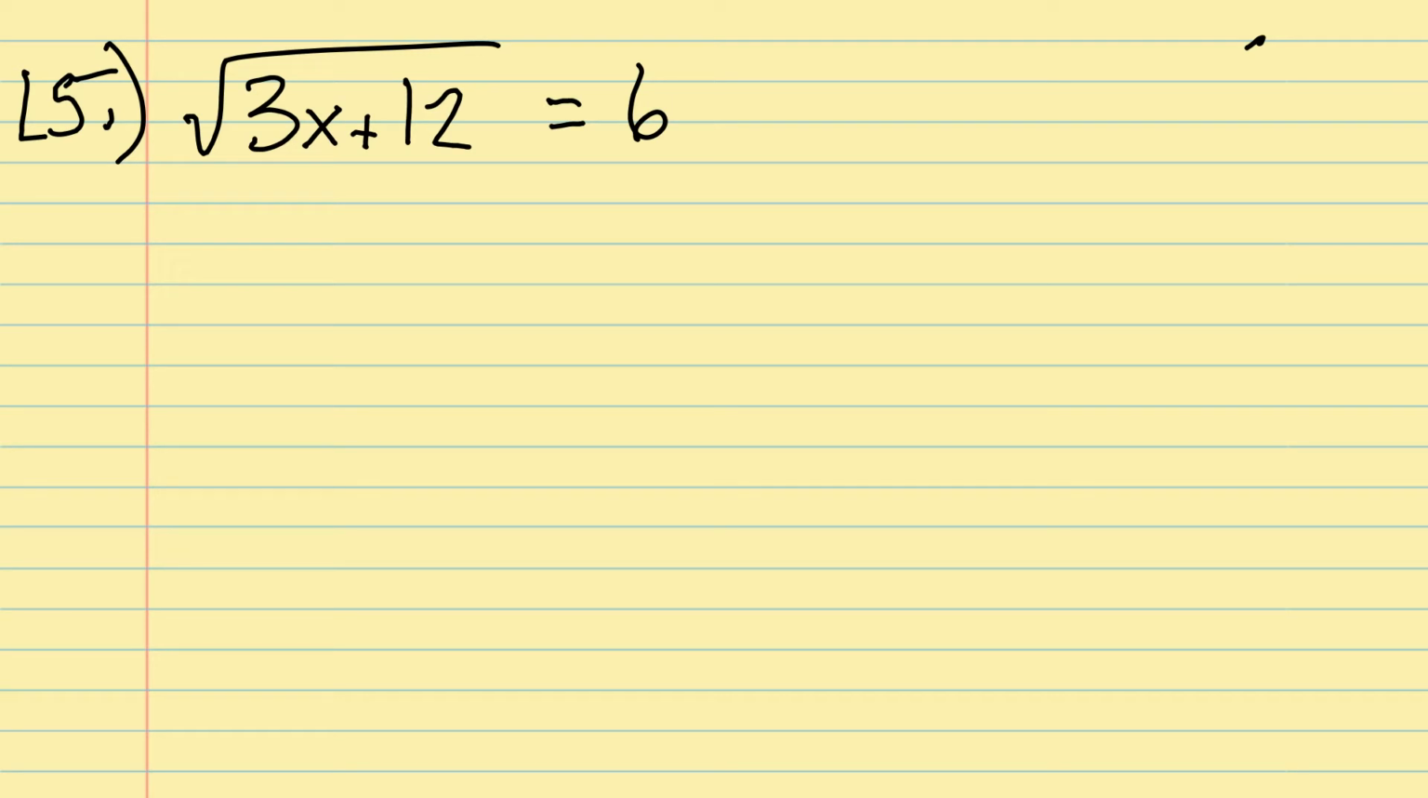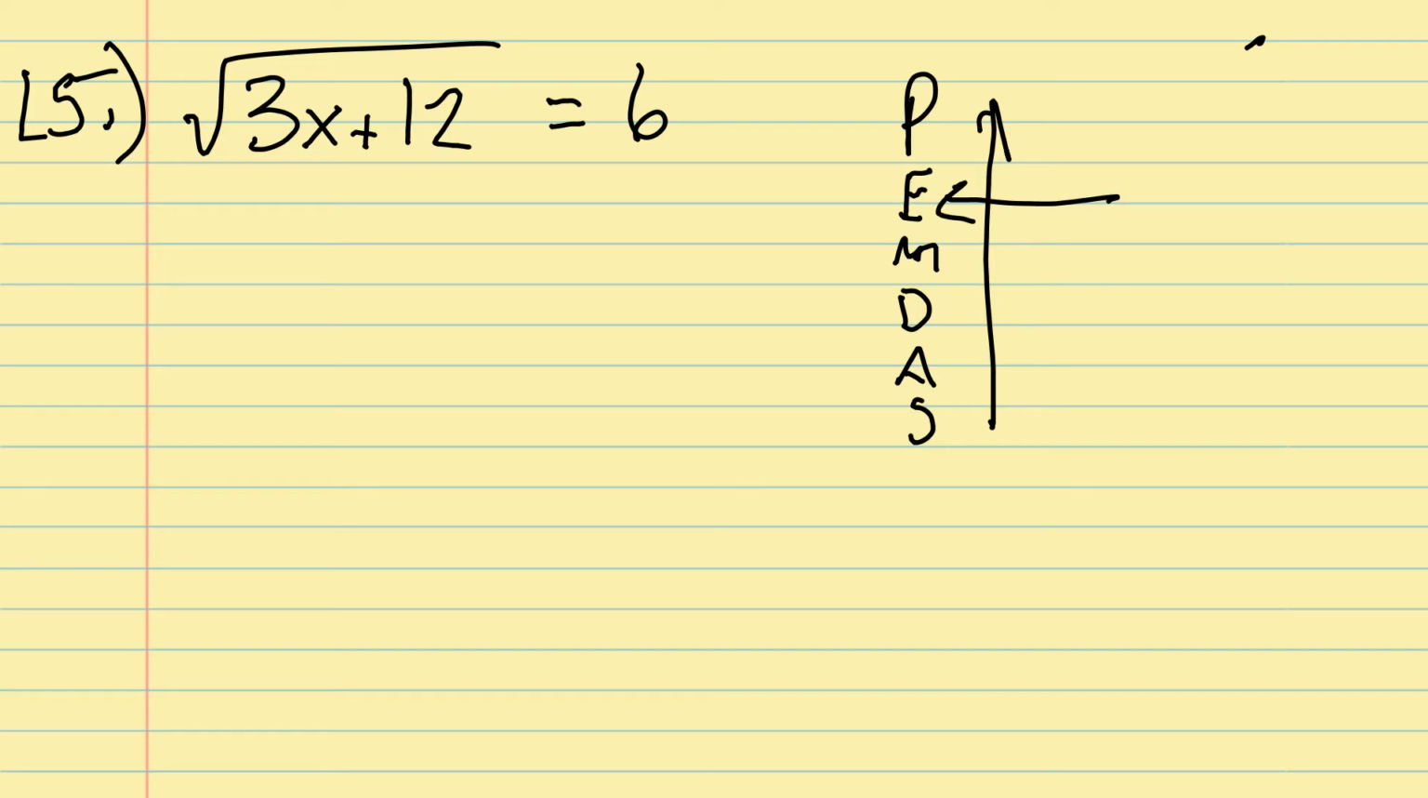All right, number 15, we have the square root of 3x plus 12 equals 6. This is, once again, since there's only one variable, I'm going to use PEMDAS backwards. Now what I need to remember is how do I get rid of an exponent? The exponent, you get rid of it by a radical. The reason this is a double arrow is because a radical can be eliminated using an exponent.